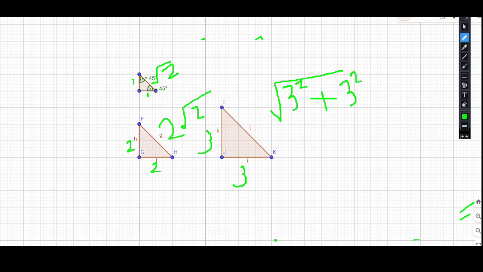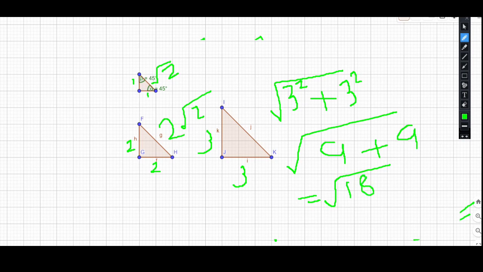Root of 3 square plus 3 square. Then what is 3 square? 3 square is equal to 9, plus 3 square is equal to 9. So that is equal to root 9 plus 9, which is equal to root 18. And we know that 18 is actually 9 into 2.